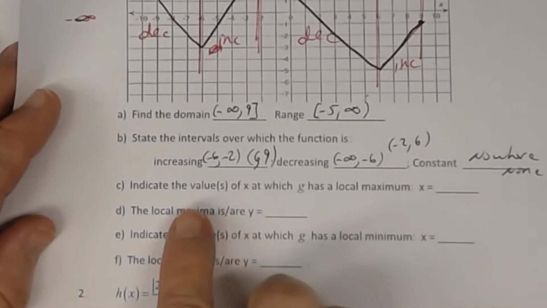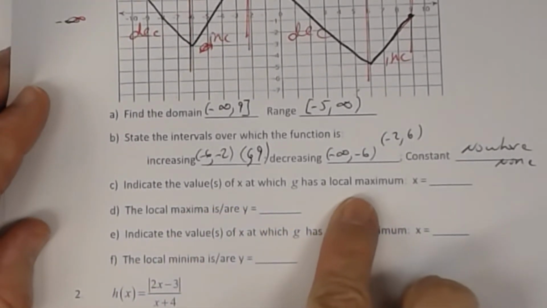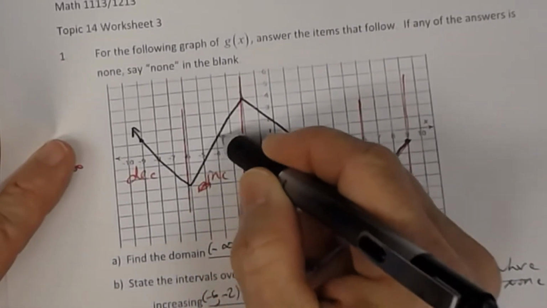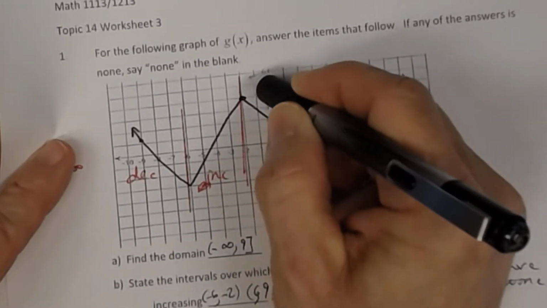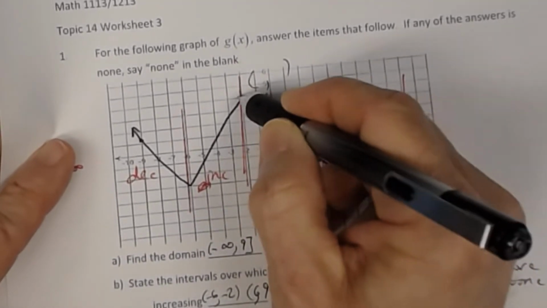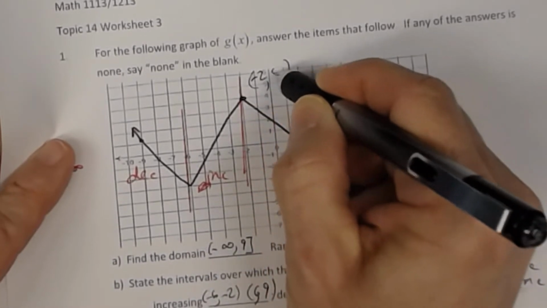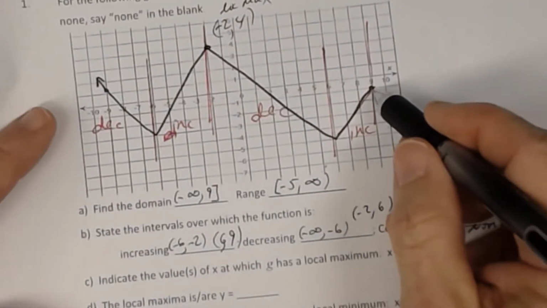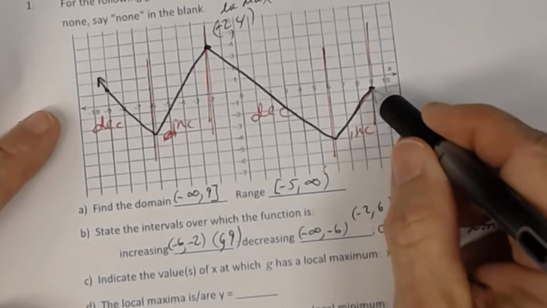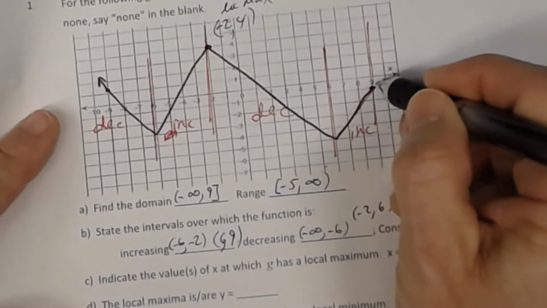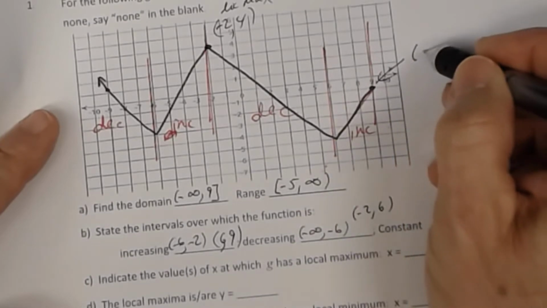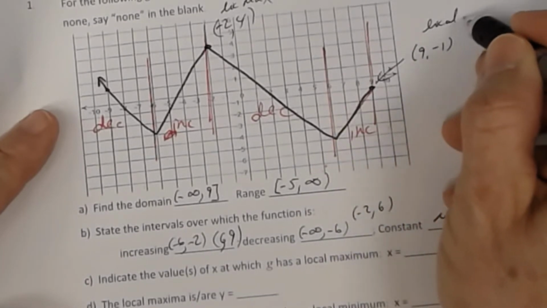Okay, now let's look at C. Indicate the values of x for which g has a local maximum. Remember, local maximum is where you go from increase to decrease. So there's one here. That is the point negative 2, 4, a local max. And now notice this right here. Some textbooks consider this a local max as well, so if you put that, that's fine. So that's the point 9, negative 1. That's a local max.